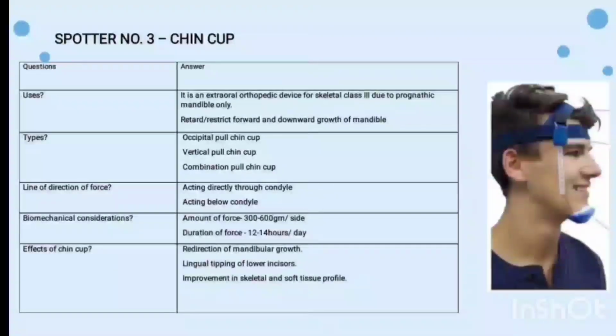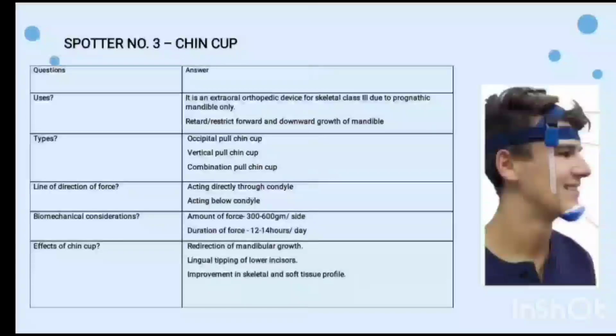What is the line of direction of force? There are 2 directions. First is acting directly through the condyle and second is acting below the condyle. What are its biomechanical considerations? The amount of force used is 300 to 600 gram per side and the duration of force is 12 to 14 hours per day. Now, what are the effects of chin cup? They cause a redirection of mandibular growth, lingual tipping of lower incisors and improvement in skeletal and soft tissue profile.